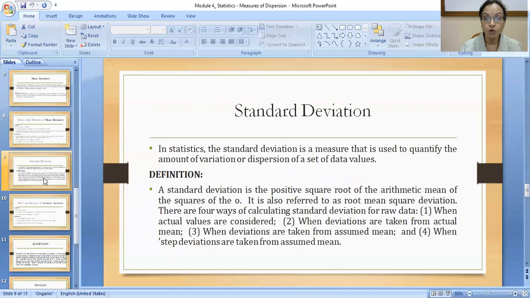There are 4 ways of calculating standard deviation for raw data. Number 1, when actual values are considered. Number 2, when deviations are taken from actual mean. Third, when deviations are taken from assumed mean. And fourth, when step deviations are taken from assumed mean.